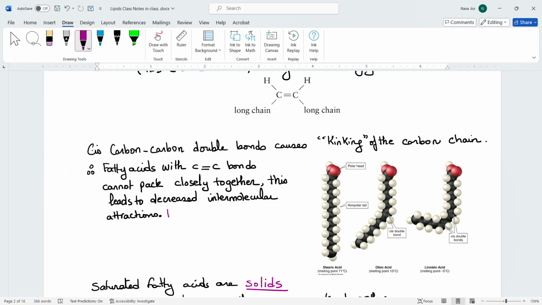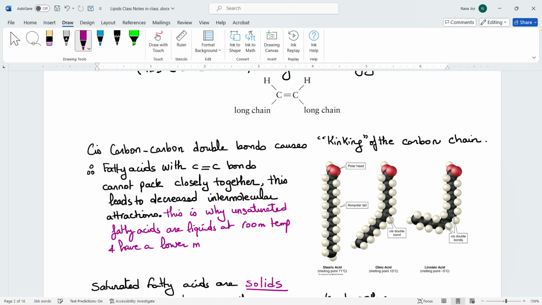So this is why unsaturated fatty acids are liquid at room temperature, and they have a lower melting point. These are liquids at room temperature and have a lower melting point.